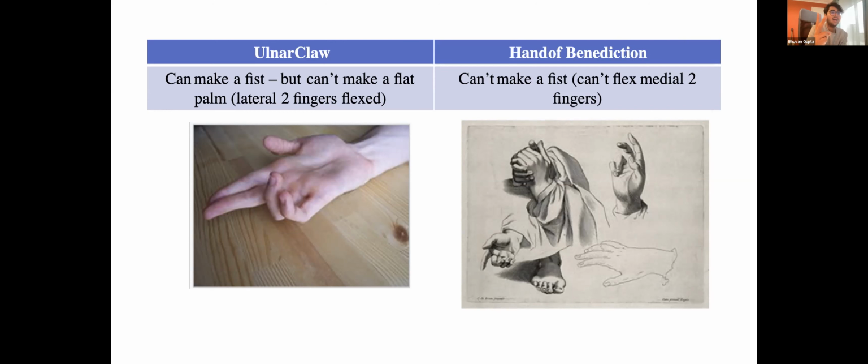And so the hand of benediction, we see it when we're trying to flex our fingers. That's when we get that issue. It's an issue with the lumbricals here. With the ulnar claw, it's the reverse. These aren't problematic. It's our pinky and our ring finger. Those are the issues, essentially. And so that's why they're flexed. It's basically because of a lack of the extension, I think.